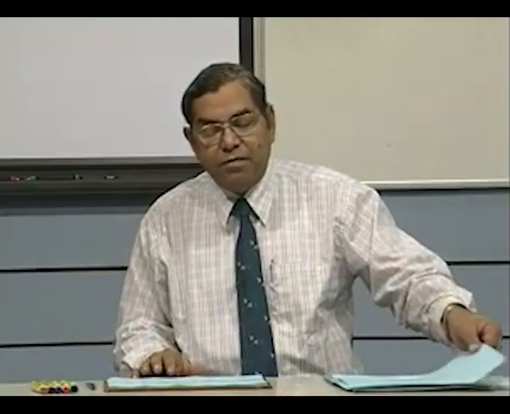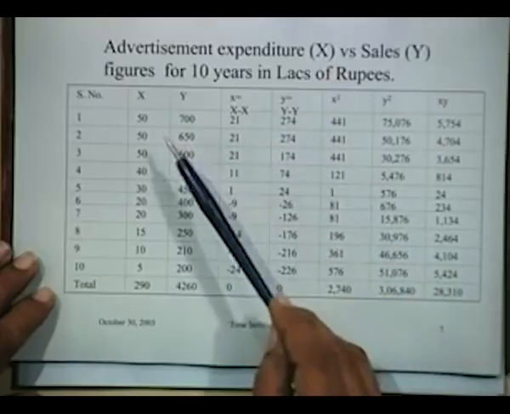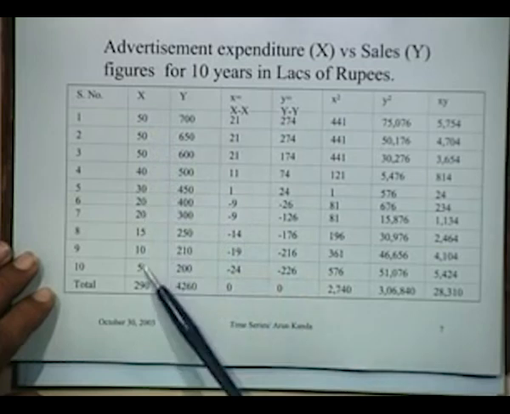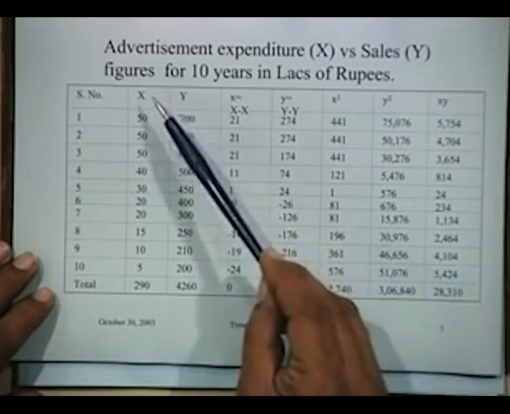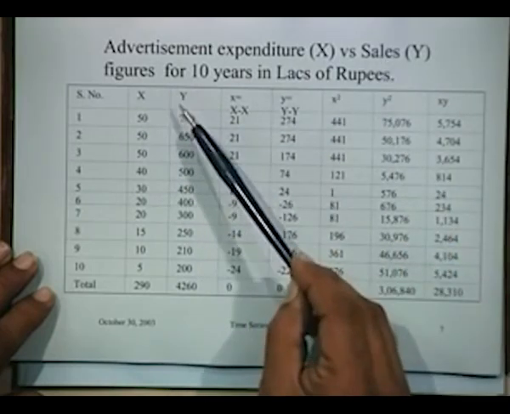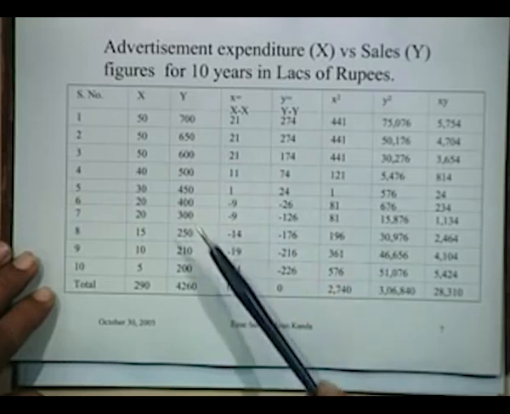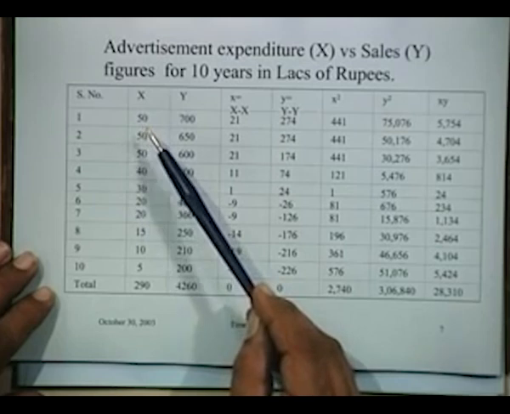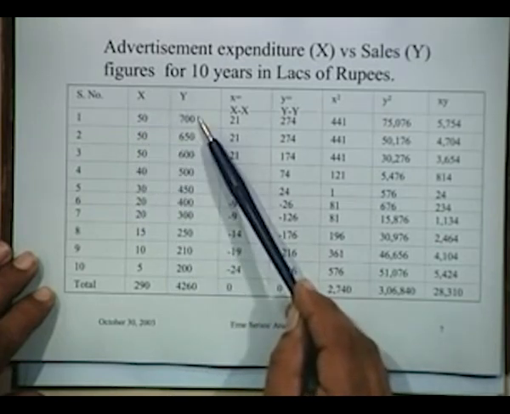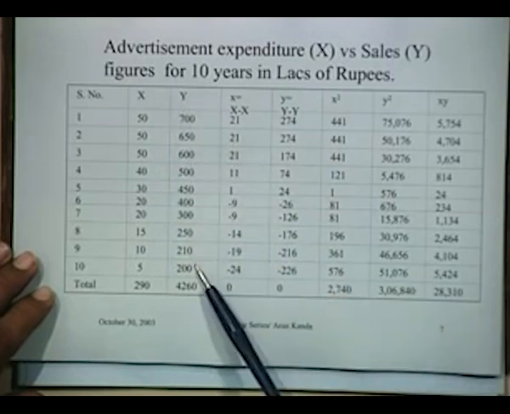For instance, if you have these two series, let us say x is the advertisement expenditure in 10 years that a company puts in, and y is the sales figures over 10 years in lakhs of rupees, which are shown here. So we are trying to find out whether there is any relationship between the advertisement expenditure and the sales, right? So we want to find out, let us say, the correlation coefficient between these two variables.